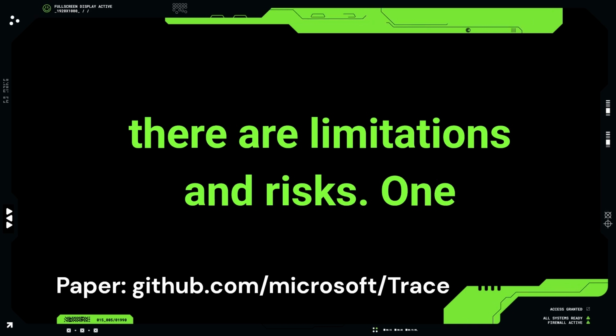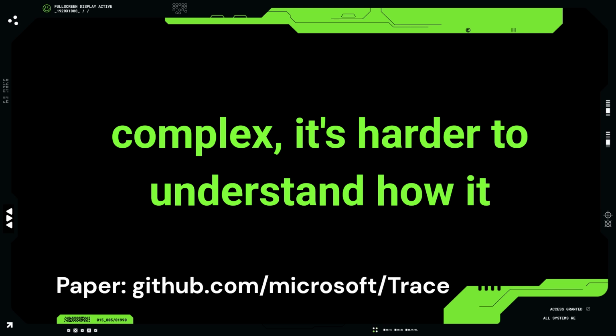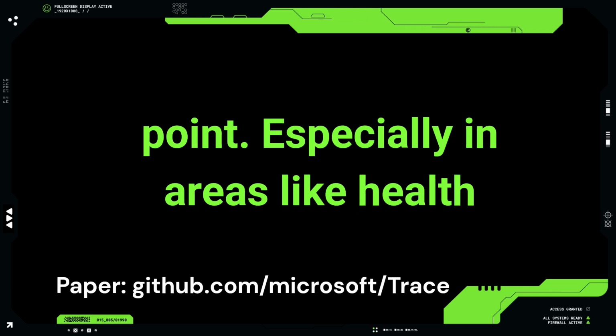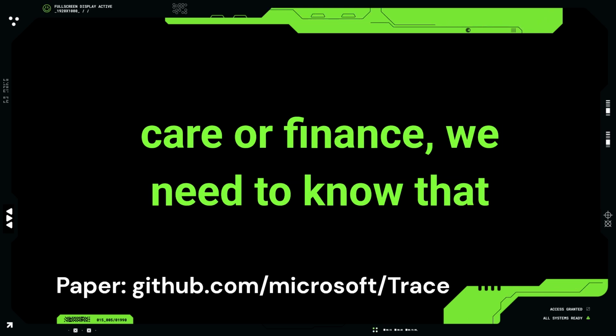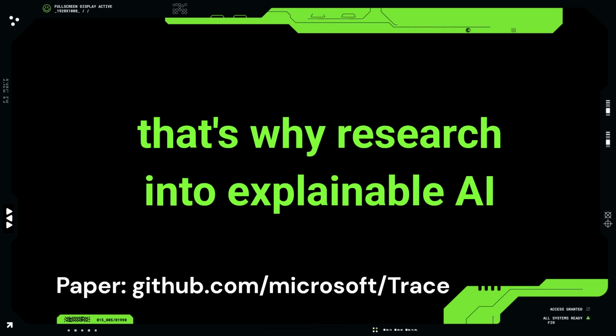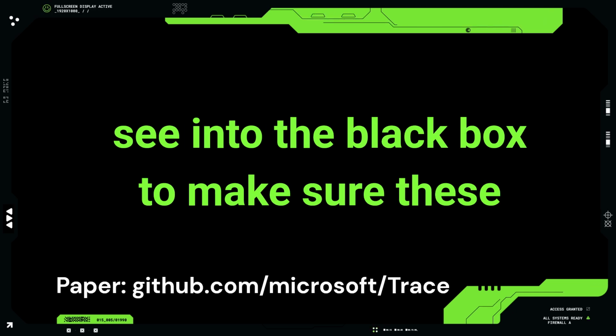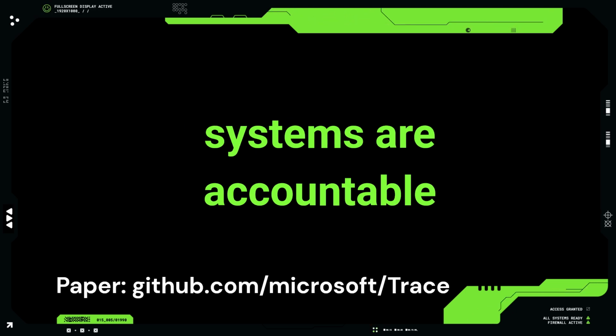Like with anything, there are limitations and risks. One thing is transparency. As AI gets more complex, it's harder to understand how it makes decisions. Yeah, that's a good point, especially in areas like healthcare or finance. We need to know that these systems are fair. Exactly. And that's why research into explainable AI is so important. We need to be able to see into the black box to make sure these systems are accountable.